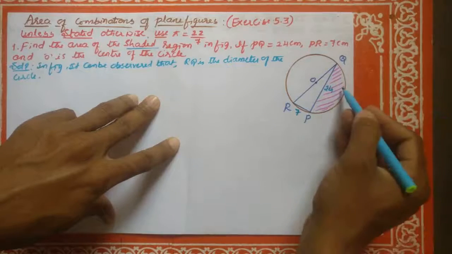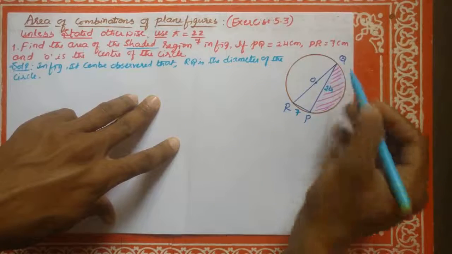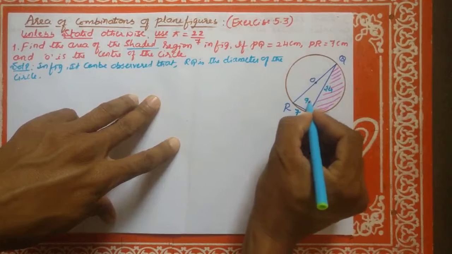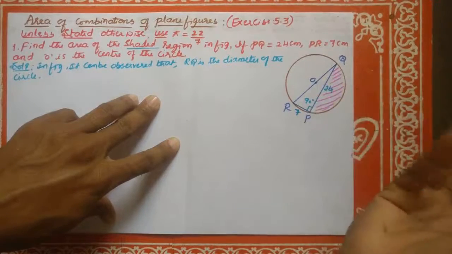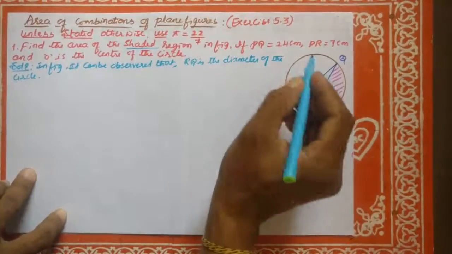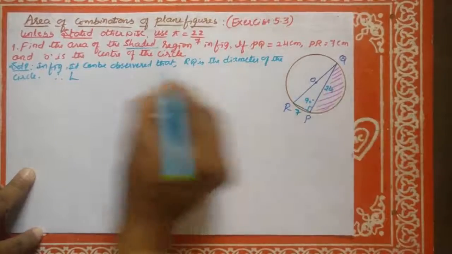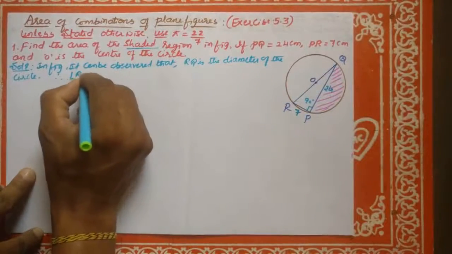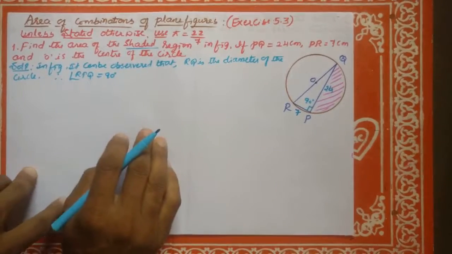In a semicircle, all angles are right angles. So angle RPQ we can take as 90 degrees. What I told, in a semicircle the angle is a right angle, which is equal to 90 degrees. RQ is the diameter of the circle, therefore angle RPQ is equal to 90 degrees.